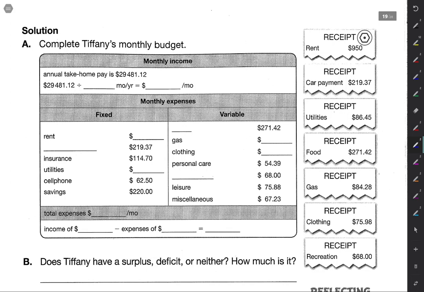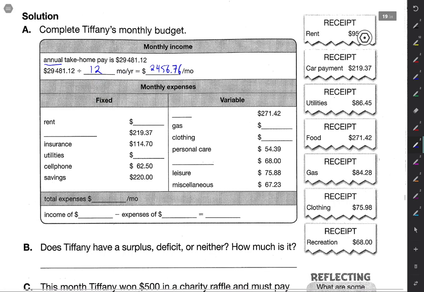So her annual take-home pay is $29,481.12. So that's how much she takes home per year. That's what annual means. So let's divide that by 12 to find out how much she takes home in a month. If we divide that number by 12, she takes home $2,456.76 a month. So now let's figure out what her monthly expenses are.